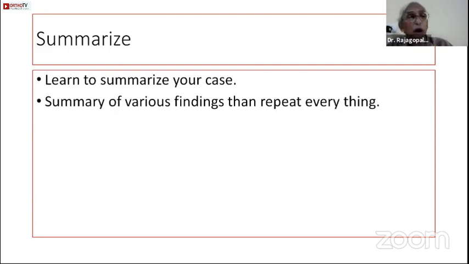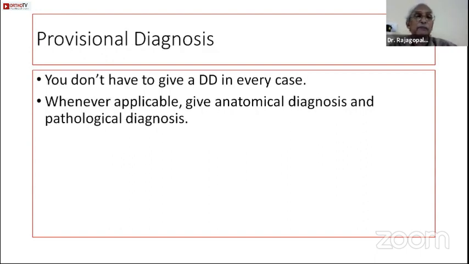Once you have finished all that, the next step is summarizing your case. Summary is again something you need practice in. It is not a repetition of all your findings. If all your tests came to a conclusion that this hip is a bony ankylosis, or this is a fibrous ankylosis, or this is an unstable joint, you can summarize your findings rather than repeating the findings.